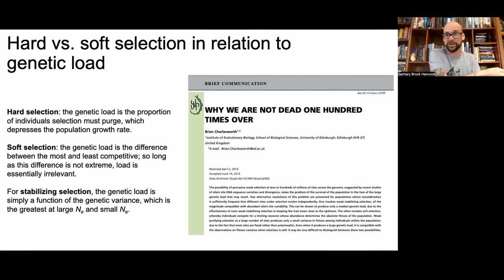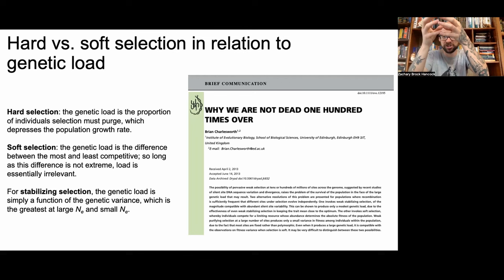Additionally, stabilizing selection is another way of getting around why we are not dead 100 times over, or the hard selection component of genetic load. That is that in stabilizing selection, the genetic load is simply a function of the genetic variance, right? So we've kind of shown this with the adaptive landscape. So if the population mean is sitting at the peak, the load itself is just the variance around that because it's dragging you off of that peak.